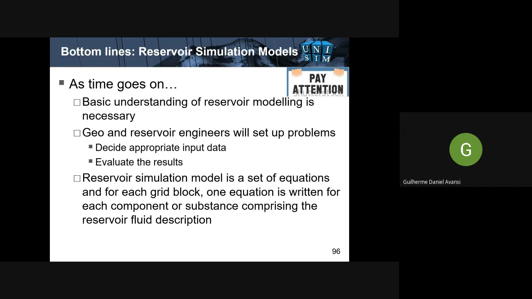And it's very common for reservoir engineers to set up problems, to decide appropriate input data, and to evaluate the results as a work team. And also the reservoir simulator, as previously explained, is a set of equations for each grid block. One equation is written for each component or substance comprising the reservoir fluid description. So this gives a general notion about reservoir simulation models, and you need to pay attention to this.